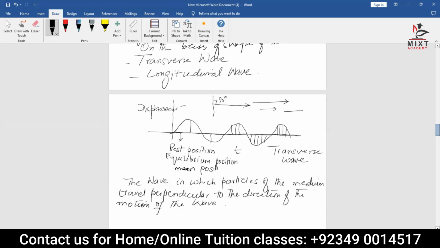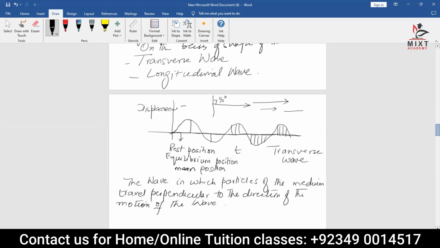So technically speaking, particles are not going anywhere. I already said, remember that particles are not moving anywhere in the medium. They're just moving up and down, to and fro movement. But energy is transferred from left to right. So the particle moves up and down and energy transfers from left to right. Between both of them, the angle is 90 degrees. Yes, Ibrahim, now you understand what I said? Yes, sir. Good. So that type of wave is called a transfer wave.